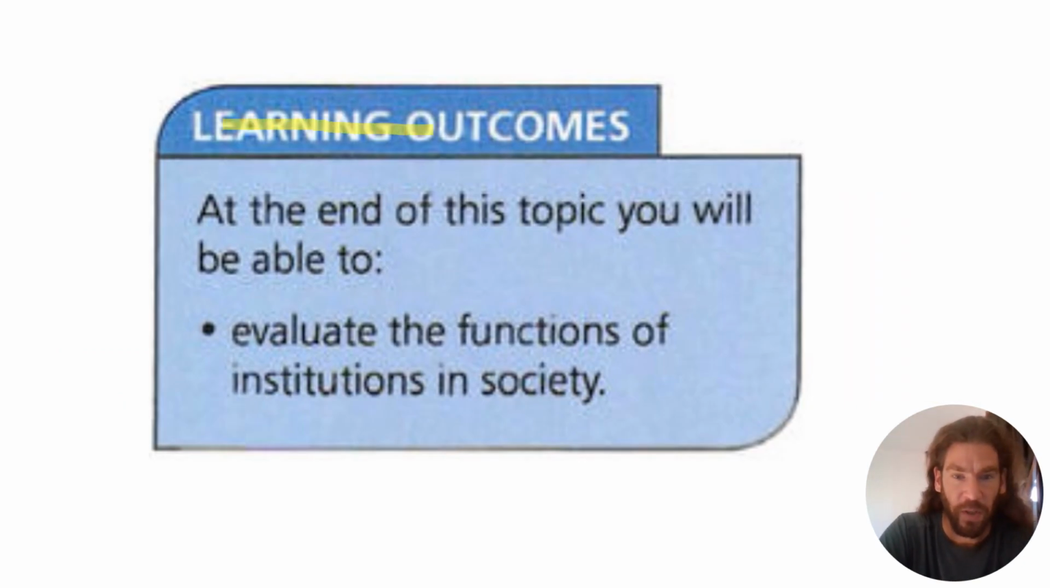Then we have a few learning outcomes, and this is about evaluating, so looking at the pros and the cons and giving a final judgment about it. Evaluate the functions of institutions in society. Look at the pros, look at the cons, look at it from the front, from the back, from different ways, and give a final judgment about institutions in society. That is the learning outcome of this paragraph. Keep that in the back of your mind so you know what we're doing in this first video of a three-part series about the functions of institutions in our society.